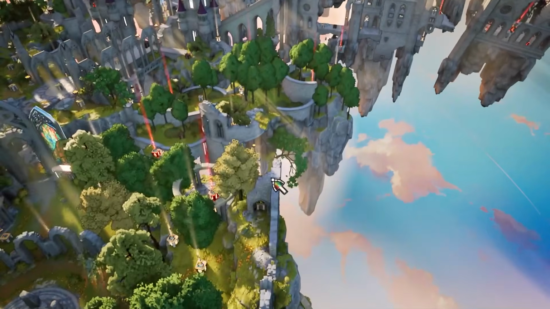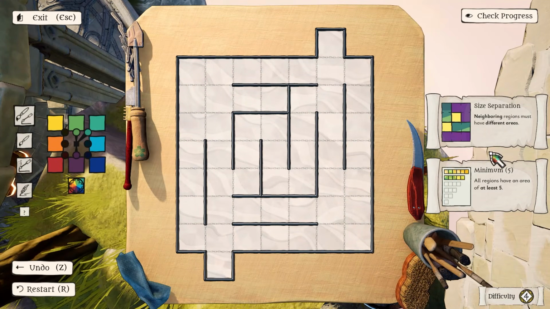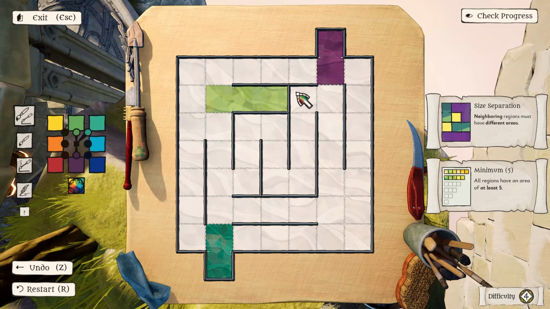Is that 3? I can't tell what I've done and what I've not done. I think I've done that 3, but not that 4. Size separation, minimum 5. Minimum 5. Okay. There's something about winding through here. In fact, that has to be the 5. Right? Because anything bigger than a 5 would end up being on either side of the border, and anything else would be smaller than 5. So that's a shape done.